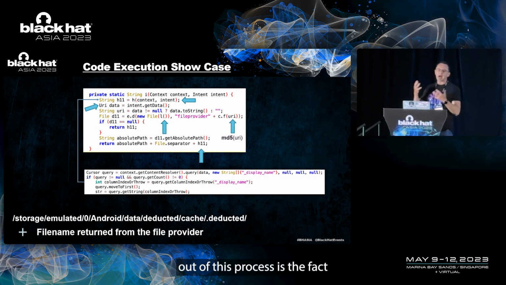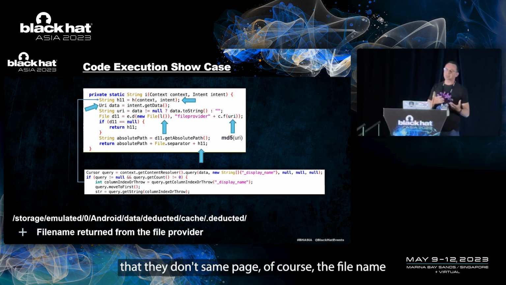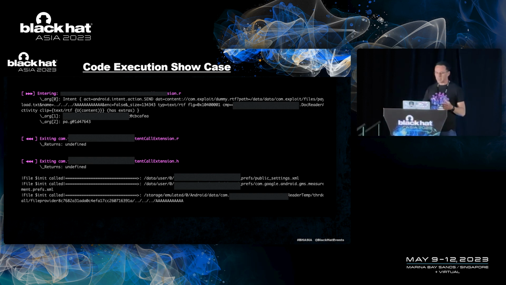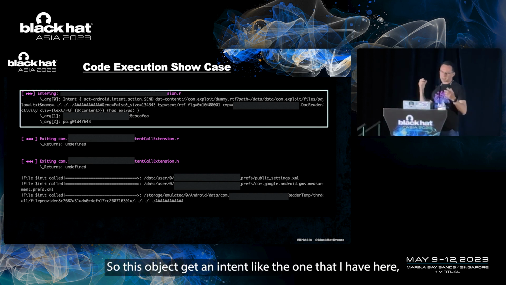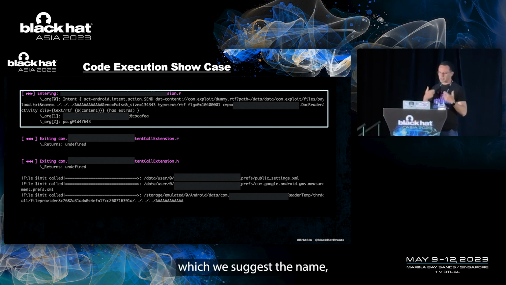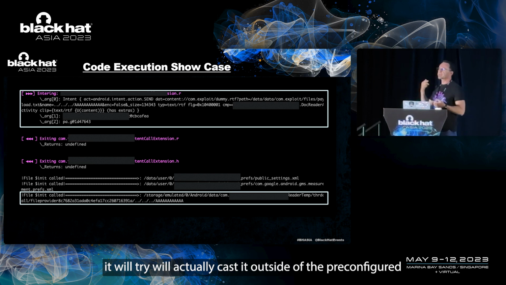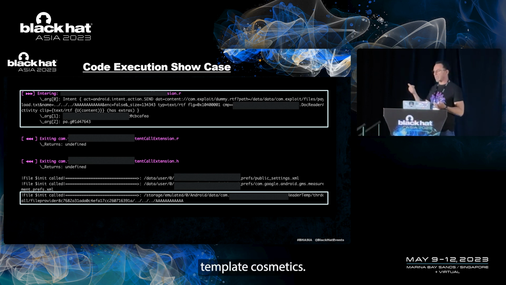Now, what stands out in this process is the fact that they don't sanitize the file name. The result of this mistake can be better demonstrated here. This app will get an intent like the one that I have here, in which we suggest the name, as you see, with path traversal characters, and it will actually cache it outside of the pre-configured cache directory.